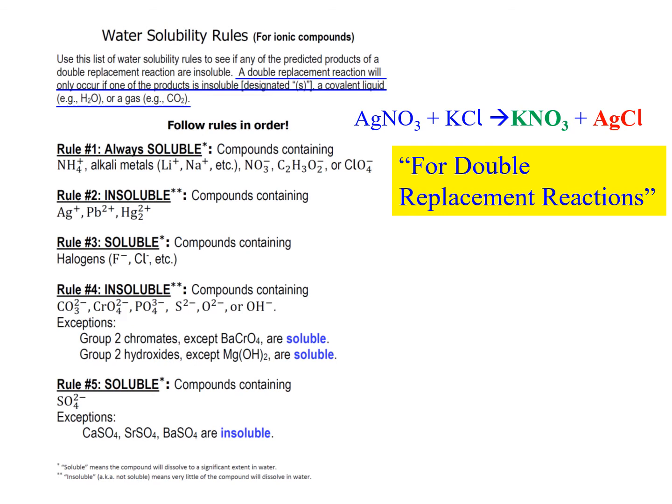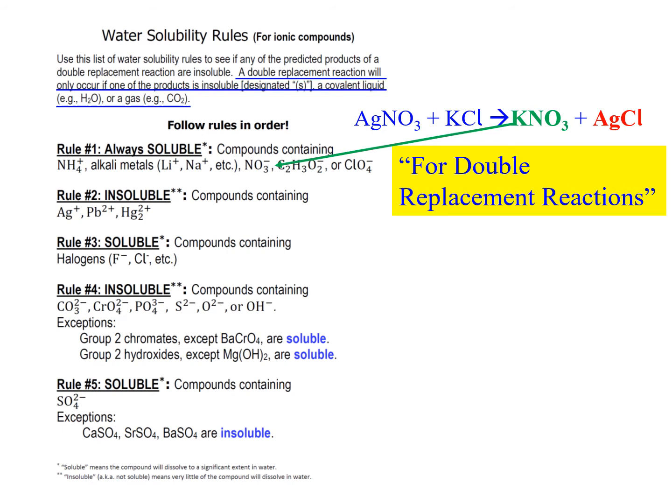If you find nitrate, in fact, it's also in Rule 1, so both of them follow Rule 1. It doesn't matter if both do as long as one does. So potassium nitrate is soluble. That means we would write an AQ after it. These reactions take place in water, and so the potassium nitrate will actually be dissolved in the water.